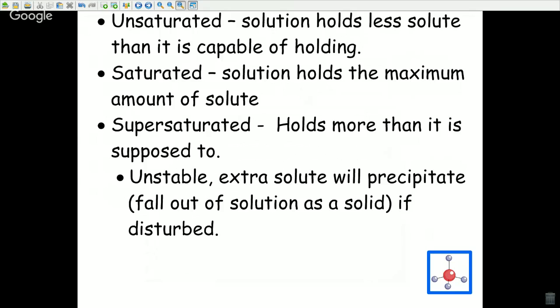So by dropping a little crystal in there, it's actually going to cause it to form a solid. And this is oftentimes used in hand warmers because when it solidifies, it releases heat. So that's a good example of a supersaturated solution.